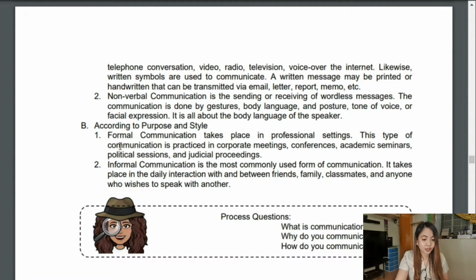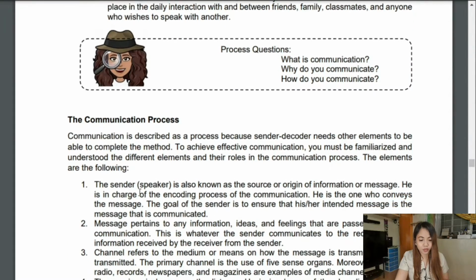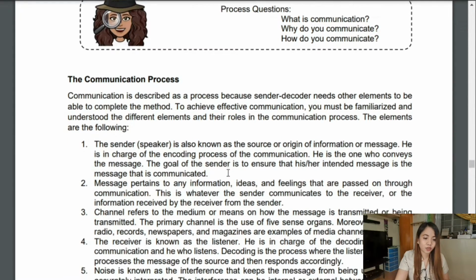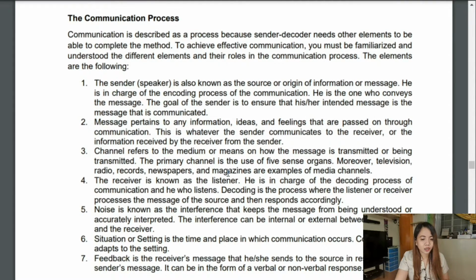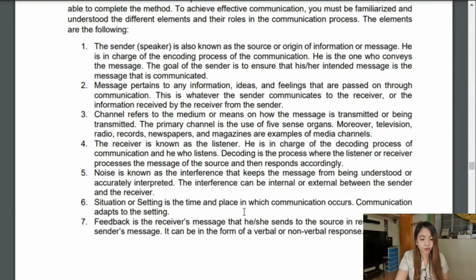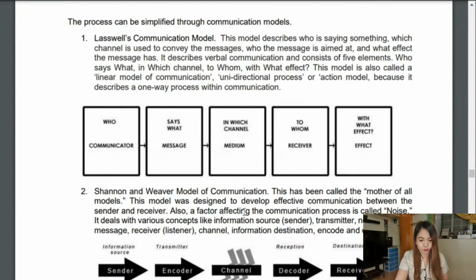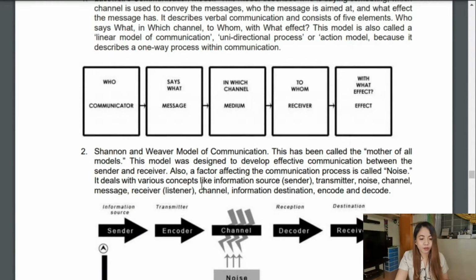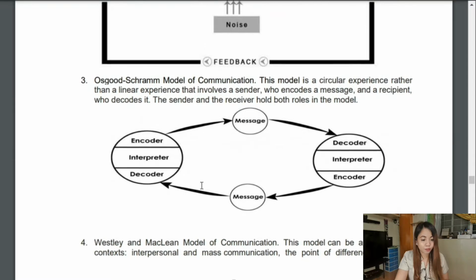Next, we also have here communication according to purpose and style. So we have formal communication and informal communication. And then this one will describe the communication process. Actually, this topic was already discussed in oral communication, so this is just a review for you. This is the process of communication. We have different models actually. The last one was the model of Shannon and Weaver. So we have here the different models of communication.